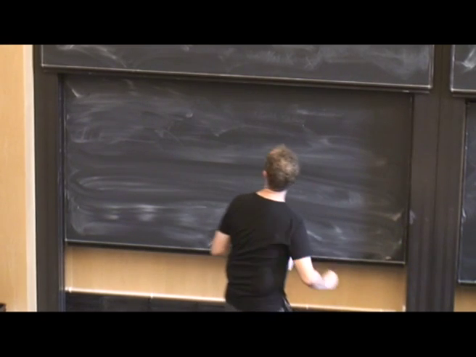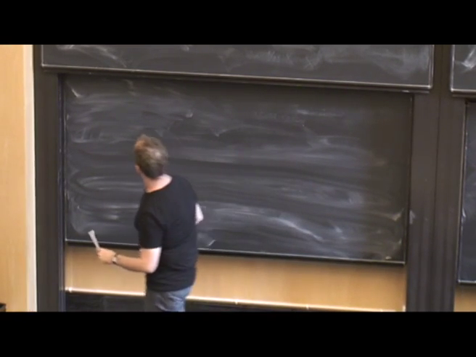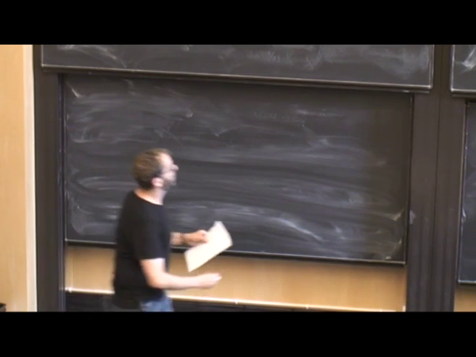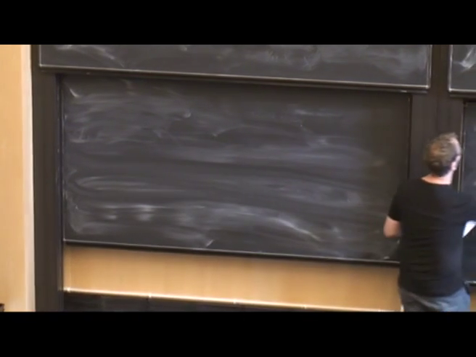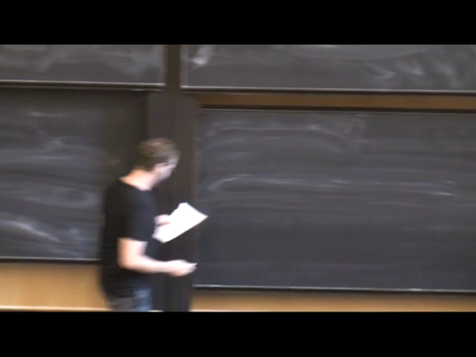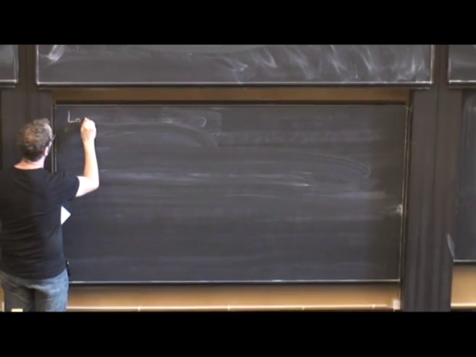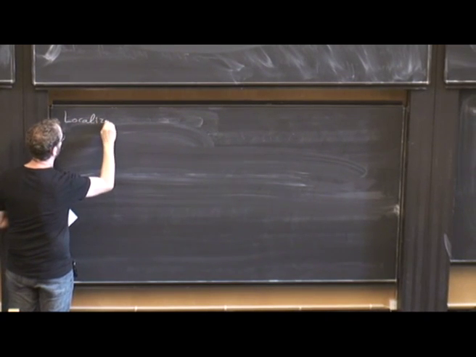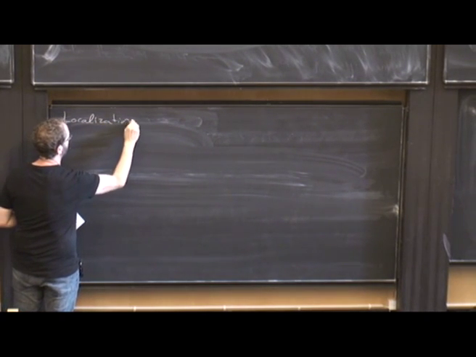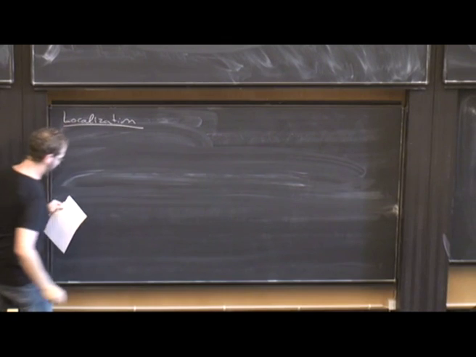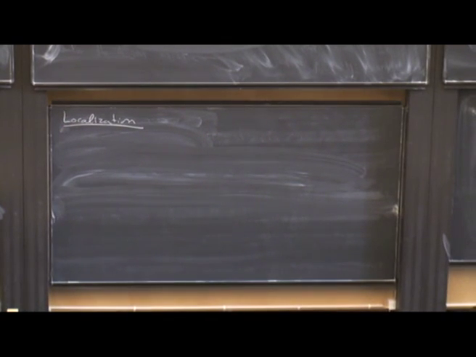Okay, so we had a lot of preliminaries. Now let's get to the point. What we want to do is localization. So, as I said, the idea is to reduce the full path integral to a finite dimensional integral.